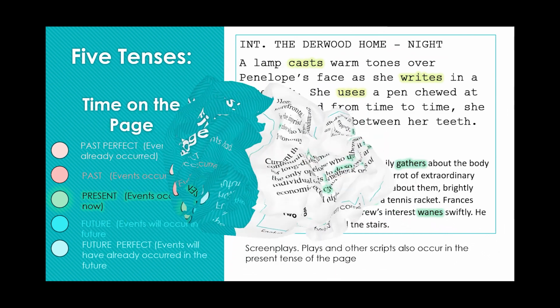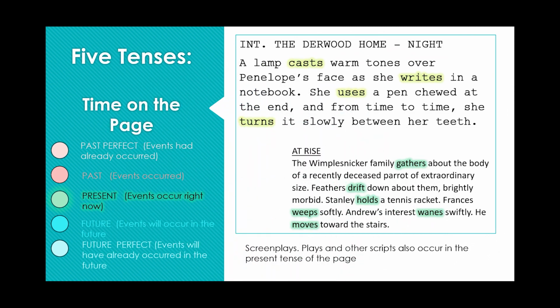Scripts also deliver their action in the present tense. While the writer delivers a map of what will happen when the production is put together, he or she, or they, must deliver the information in the order in which the audience will experience it in real time.